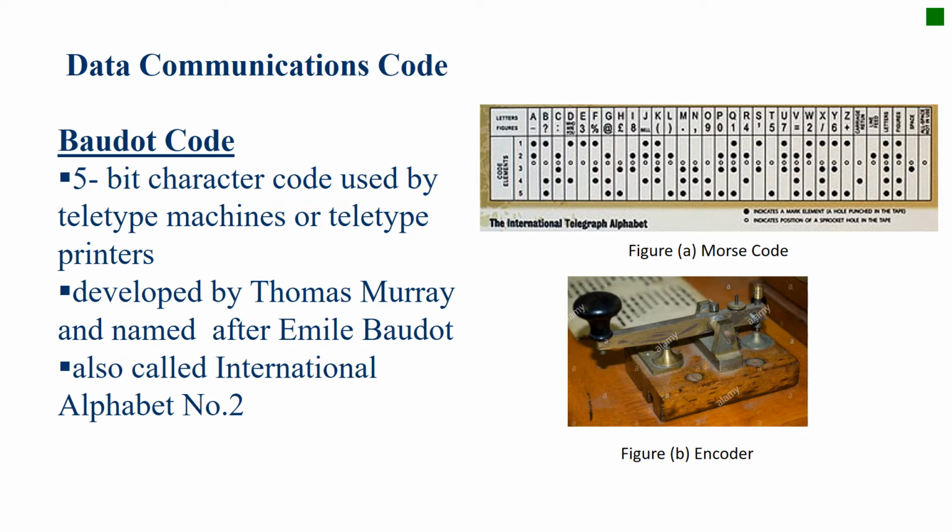The earliest was Baudot code. Baudot code is a 5-bit character code, which is used by teletype machines or teletype printers. It was developed by Thomas Murray and was named after Emile Baudot. It is also called International Alphabet Number 2. On your right, figure A is an example of the list of the Morse code. So Morse code represents characters or symbols by a series of dots, dashes, and spaces. Figure B is the encoder, or the teletype machine which is used to encode your messages using Morse code.